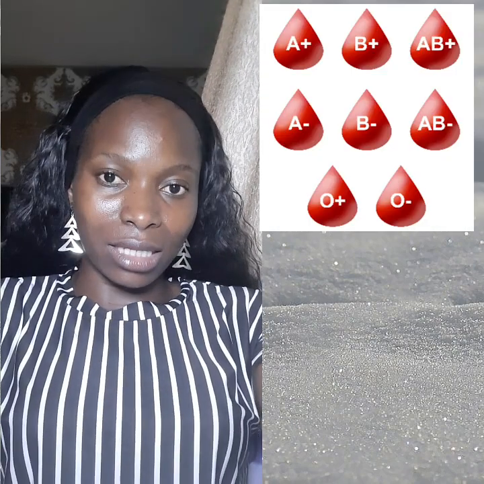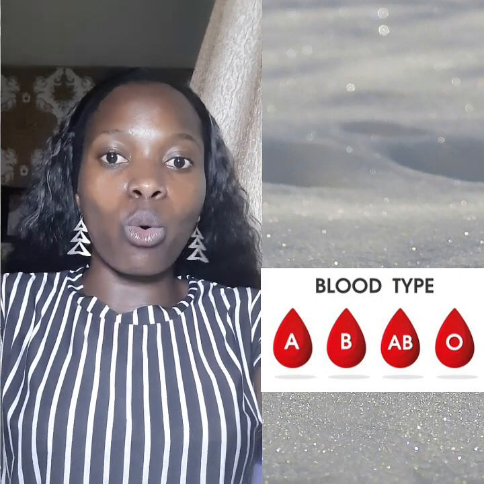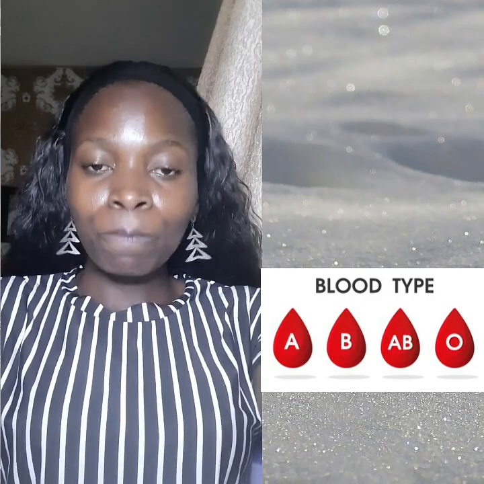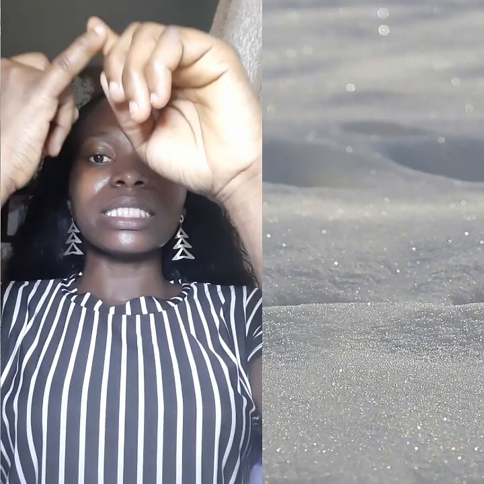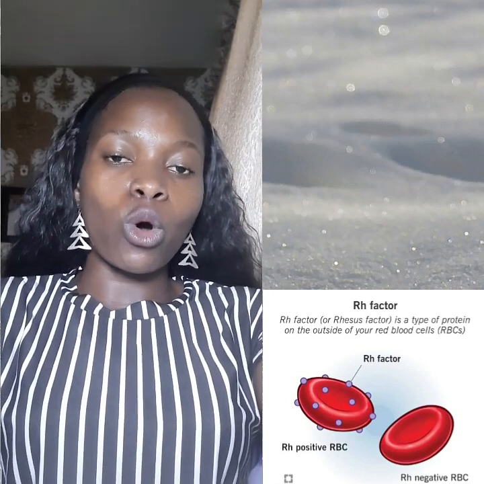Generally, we have about 4 blood groups, which are further divided into 8. The 4 blood groups that we have are the A, the B, the AB, and the O blood group. We also have the rhesus factor, and this rhesus factor is the one that helps to determine whether the blood is positive or negative. We'll be talking about that later.